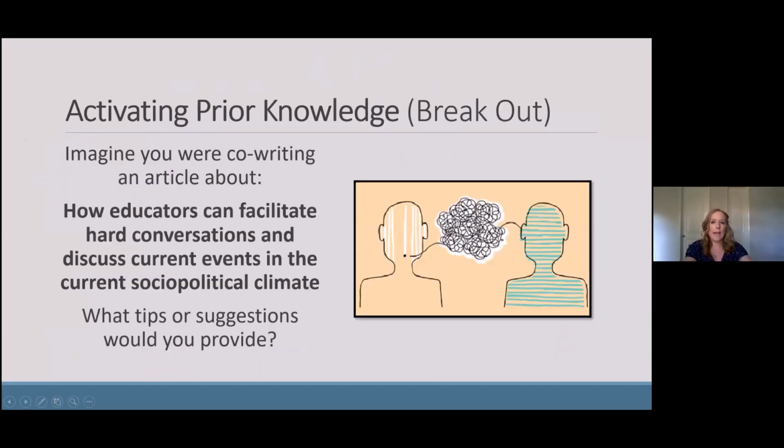And to activate some prior knowledge, think about, let's say you received an invitation to co-write an article. The article is on how educators can facilitate hard conversations and discuss current events in the current socio-political climate. And by that, we mean highly polarized. What tips or suggestions would you provide?